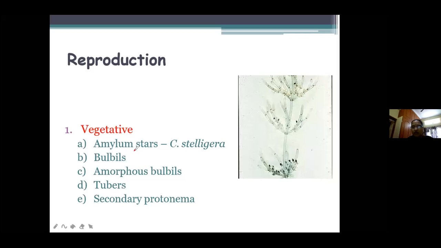In the vegetative, there are bulbils, amylum starch bulbils, tubers and secondary protonema. What are bulbils? These are very small rounded tuberous structures.